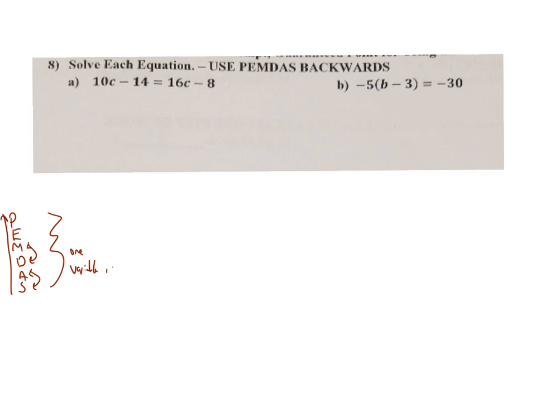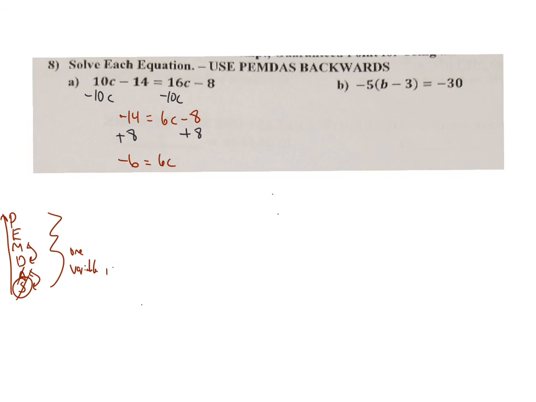Alright, so for 8, I have one type of variable, so the first thing I'm going to do is put all my variables on one side. So I'm going to minus 10c from both sides. That's going to give me minus 14 equals 6c minus 8. Now I can use PEMDAS backwards. There is subtraction, so that's why I'm going to add 8 to both sides. So I add 8 to make that negative 8 go away, which means I do it to both sides. So I get negative 6 equals 6c.